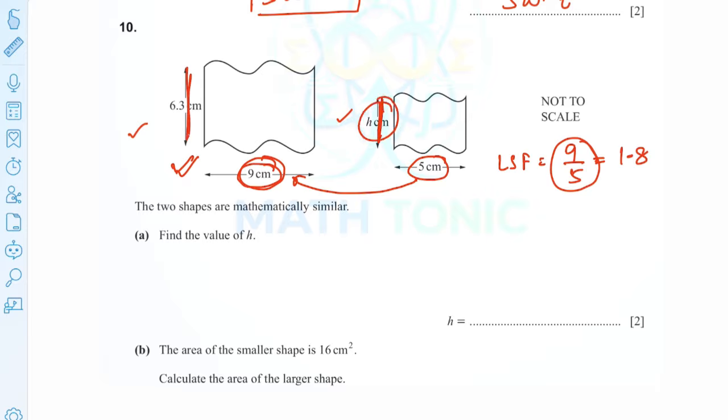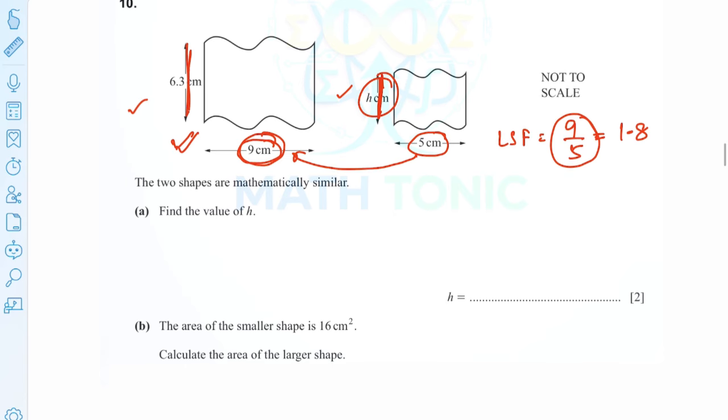Okay, so if this is 6.3, what will this be? We need to find this one. That means it is 1.8 times smaller, right? So we have to divide. So what I'll do is 6.3 divided by 9 over 5. As we are not using a calculator, I can solve it like this.